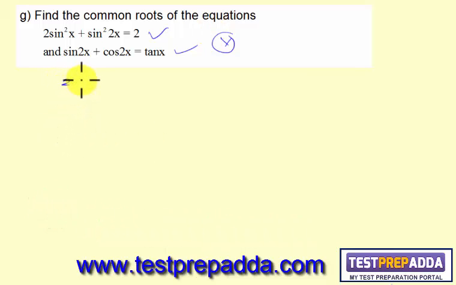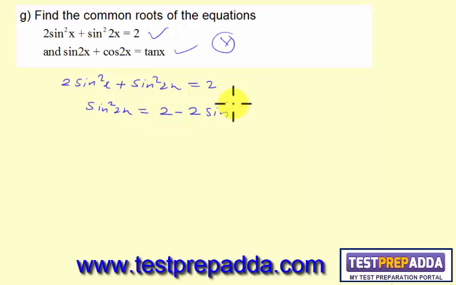I'll write here the first equation: 2 sine square x plus sine square 2x is equal to 2. I can write this as sine square 2x is equal to 2 minus 2 sine square x. Sine 2x, recall sine 2a, 2 sine a cos b.